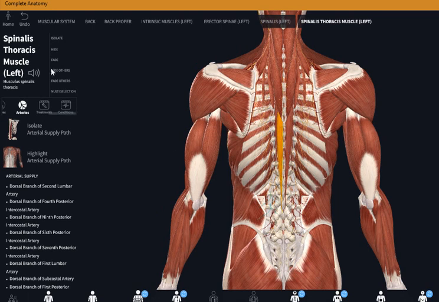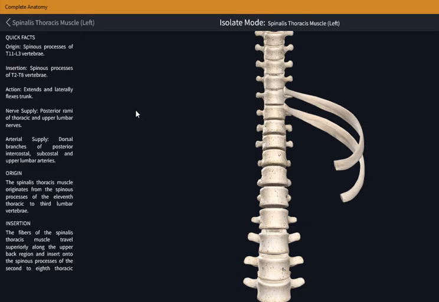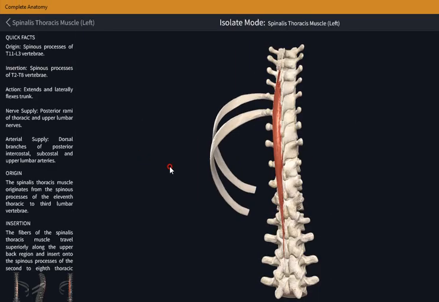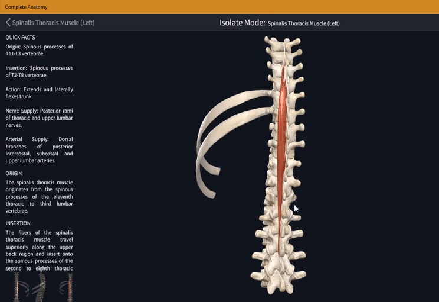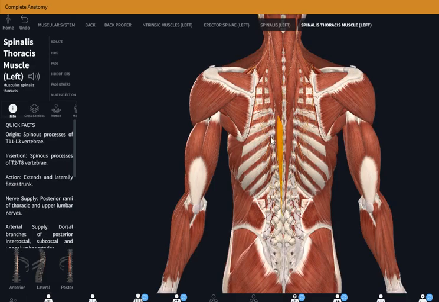When we isolate the spinalis thoracis, we realize that, visualizing posteriorly, it has an origin from the spinous processes of T11 to L3, and then it has an insertion here. The action it performs is not really an extension, but a lateral flexion, because when it contracts, it's going to do this. So these are the action, the origin and the insertion.